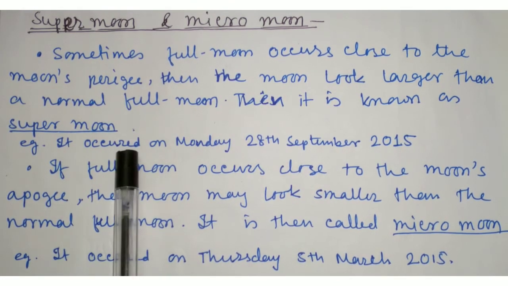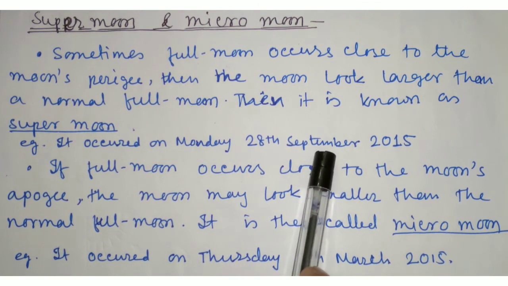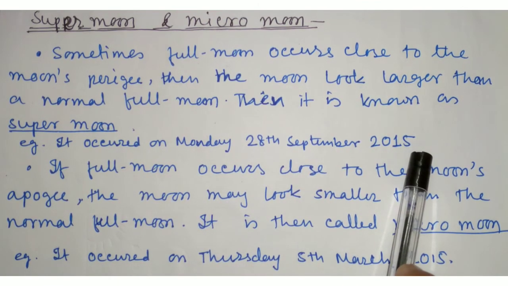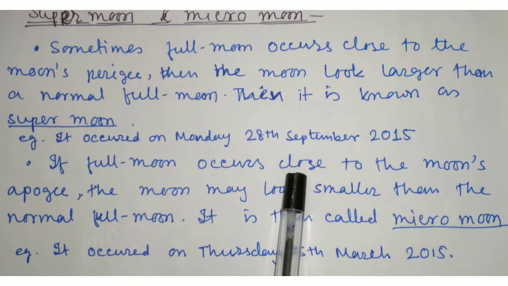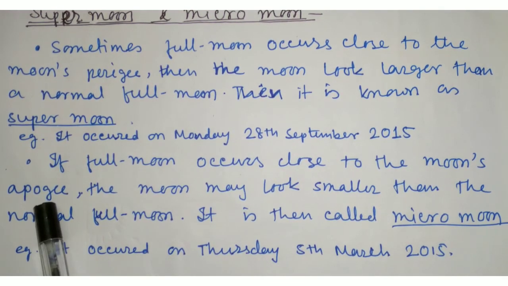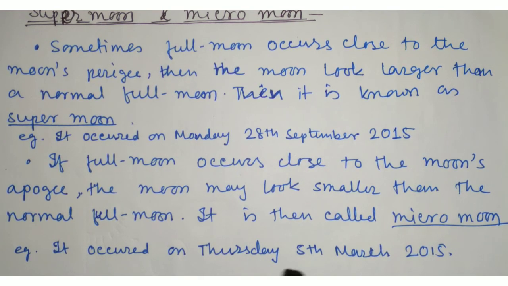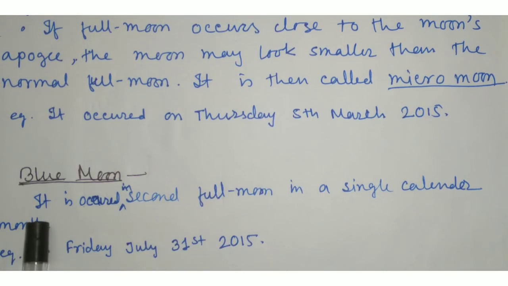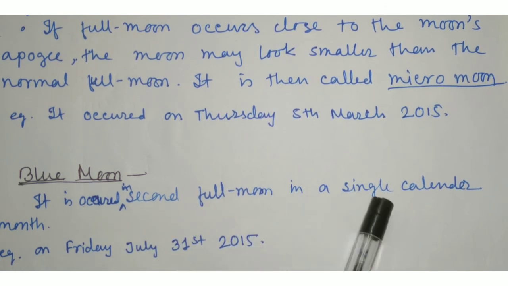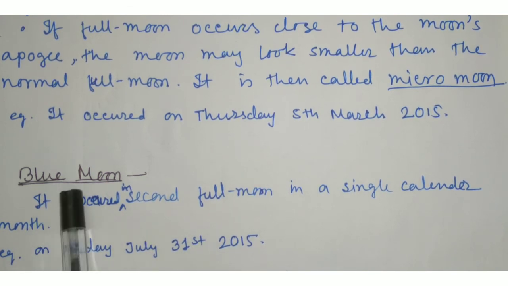As for example, it occurred on Monday, 28th September 2015. If full moon occurs close to the moon's apogee, the moon may look smaller than the normal full moon. Then it is called the micromoon. It occurred on Thursday, 5th March 2015. Blue moon: it is the second full moon in a single calendar month. On Friday, 31st July 2015, the blue moon occurred.